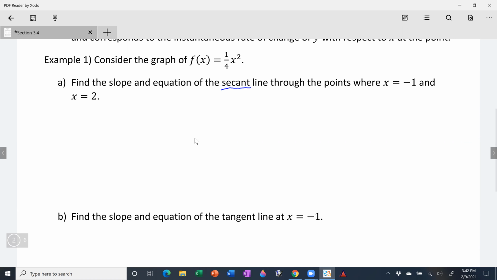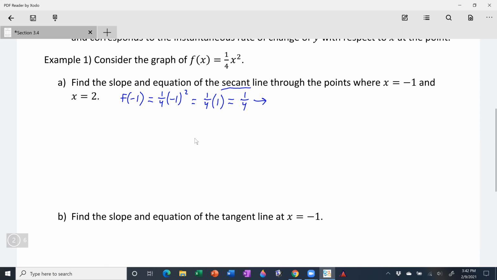Okay, so for x equals -1, we need to find f of -1. We need to find the y part. So f of -1, go to the function. It's 1/4 times -1 squared. Make sure you do the order of operations, so the squaring has to come first. That's going to be 1/4 times -1 squared, which is +1, and then this gives us 1/4.